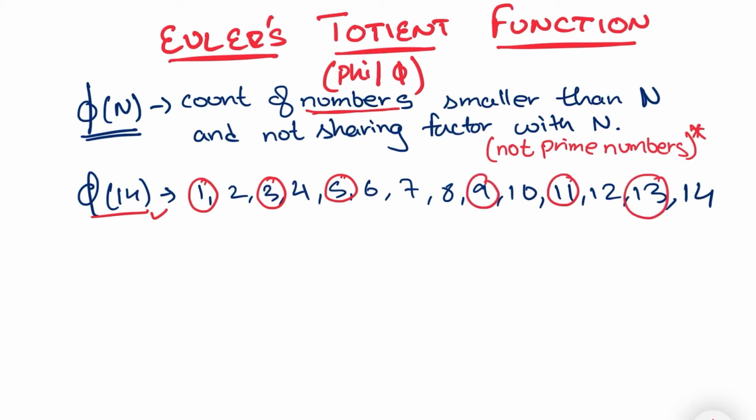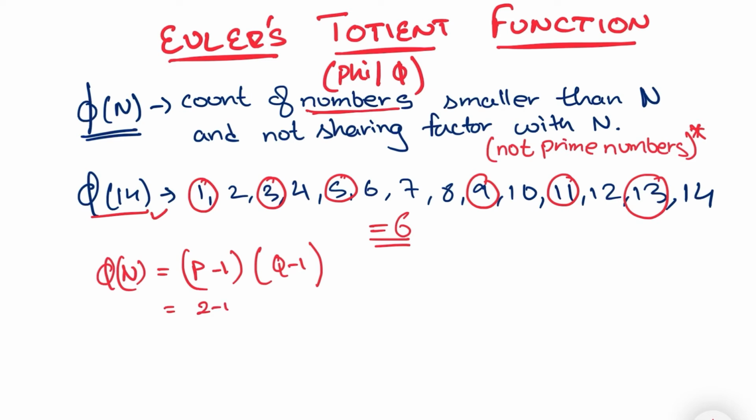For calculating phi of larger numbers, there is a formula for this. If your number n is a product of two prime numbers p and q, then phi n equals p minus 1 times q minus 1. For phi 14, it equals 2 minus 1 times 7 minus 1, which gives 6 as expected.